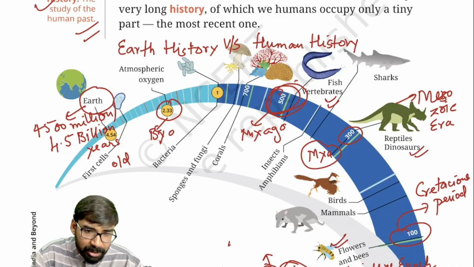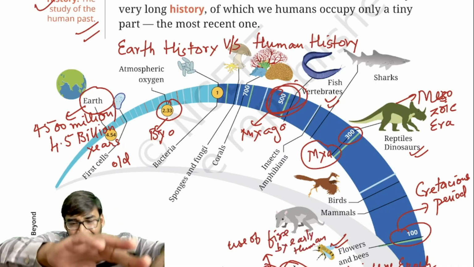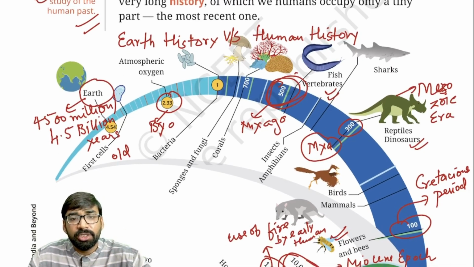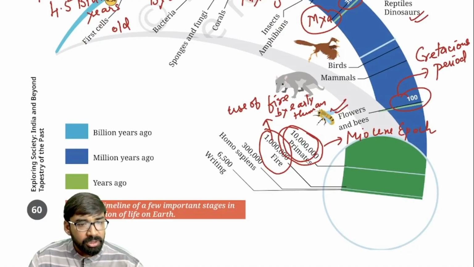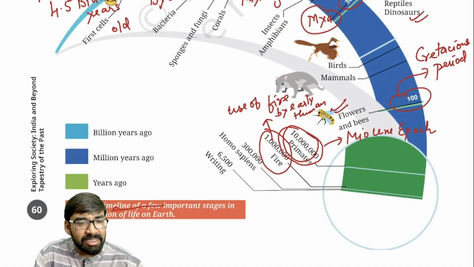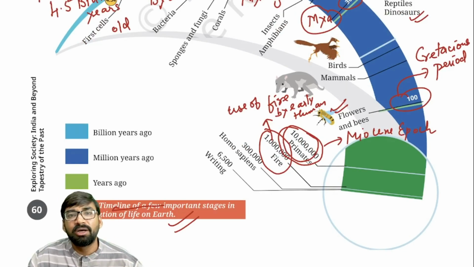तो यहां पर आप देख सकते हैं use of fire by early human. So basically this whole chart is actually explaining the evolution. It actually explains the evolution. As you can see here, the timeline of a few important stages in evolution of life on earth.